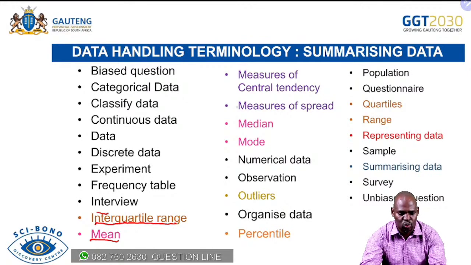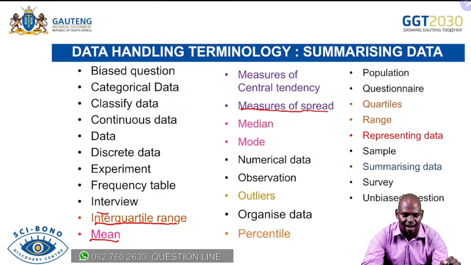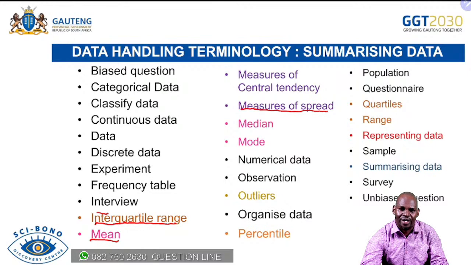Then we've got the next one, which is measures of spread. Measures of spread are values that show how data is spread out.